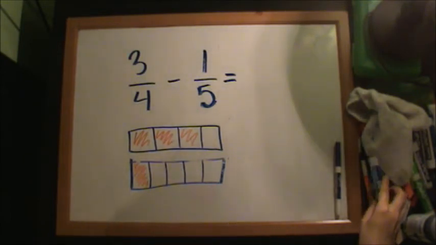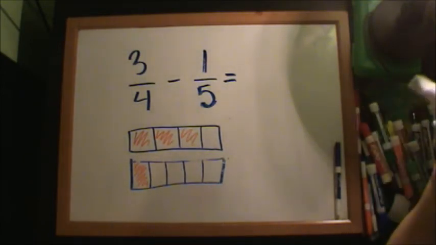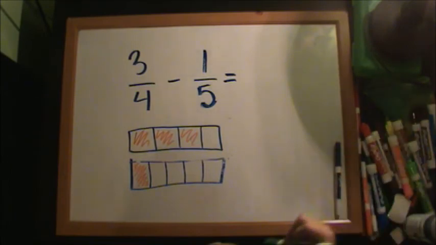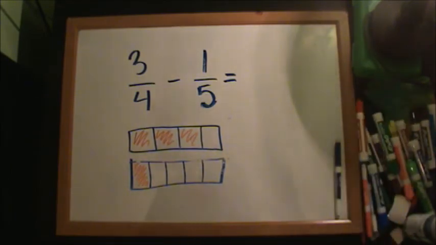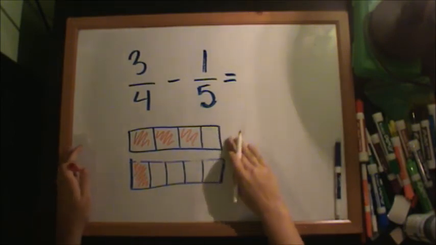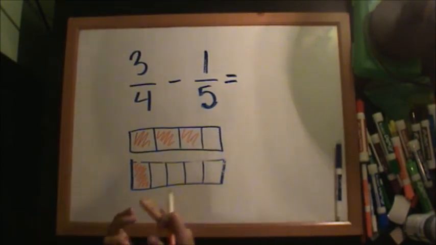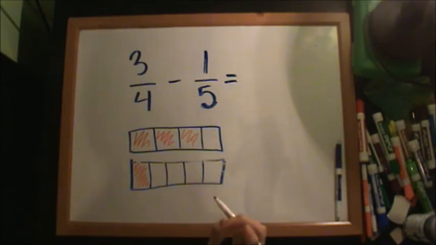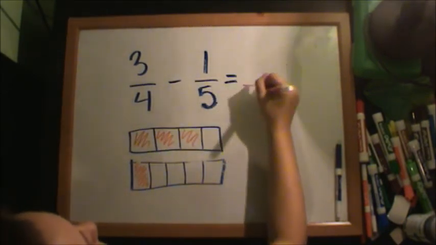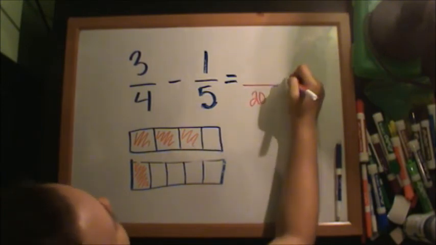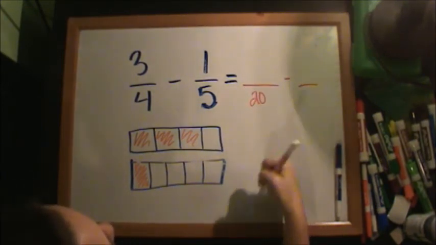Okay, so to do that, we're going to do pretty much the same thing as we did for adding with the standard algorithm. So, we already said that the least common multiple of 4 and 5 is going to be 20. I'm going to set it up the same way I did a while ago. If you prefer it the other way, just go ahead and write it the other way.